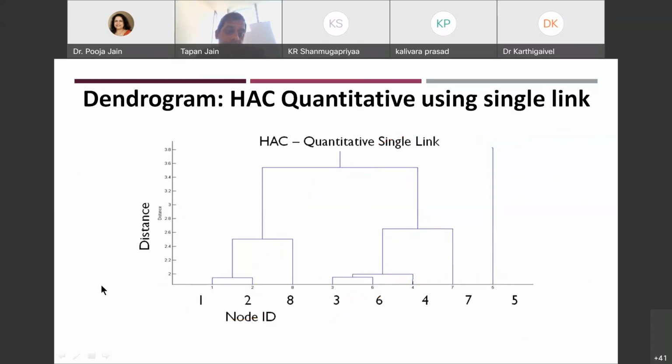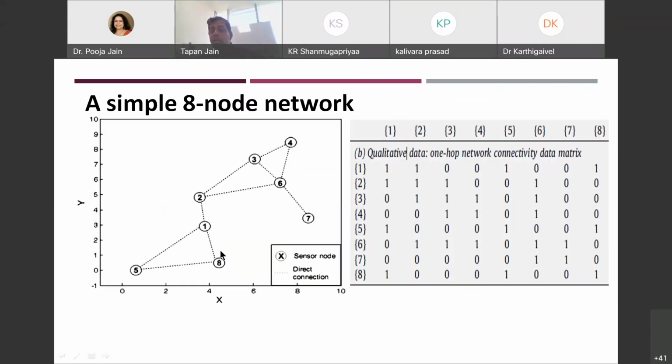Now we go for the qualitative method. Qualitative, as I mentioned, is just whether it is within the range or not. So I'll take node number 1. Node number 1 is within the range of 2, 5, 8. So for 1, 2, 5, 8, this value is 1. Similarly, if I take node number 7, node number 7 is connected to only 6. Node number 5 is connected to 1, 5, 8. So like that, we construct a network connectivity matrix.